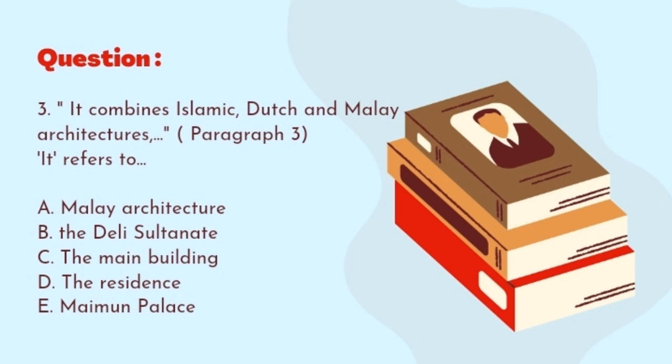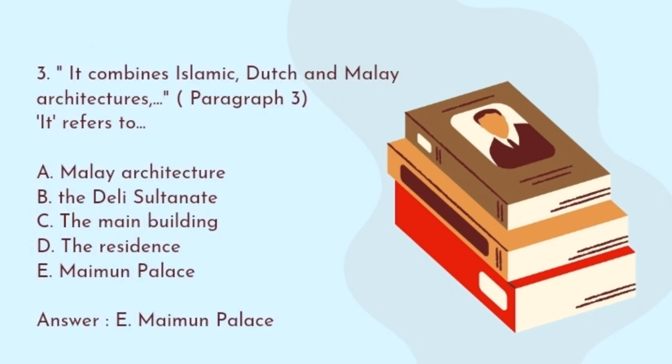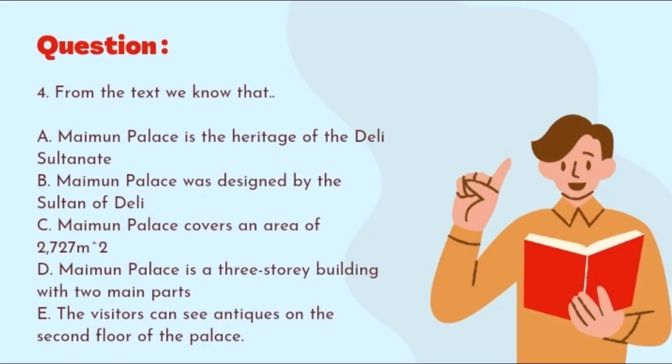Question number 3. It combines Islamic, Dutch and Malay architectures. Based on paragraph 3, it refers to: A. Malay architecture. B. The Delhi Sultanate. C. The main building. D. The residence. E. Maimun Palace. The answer is E. Maimun Palace.